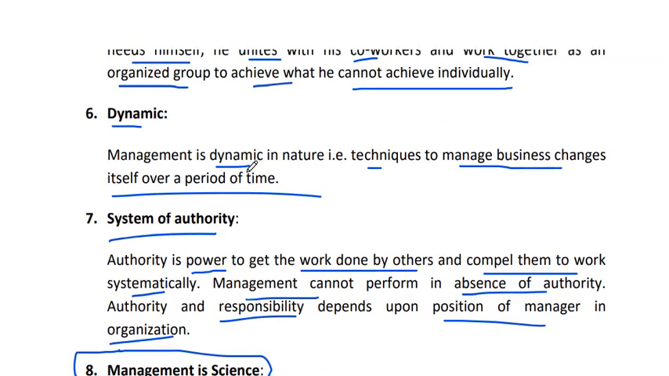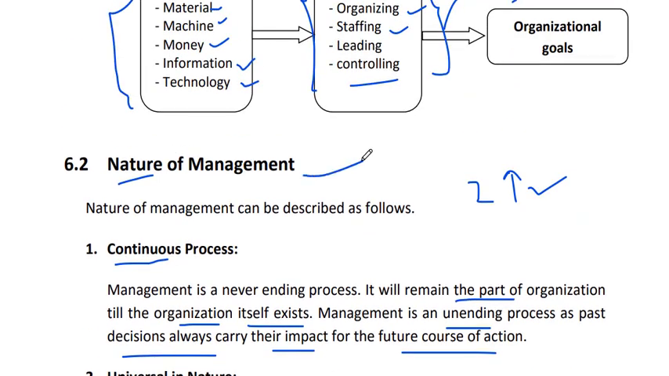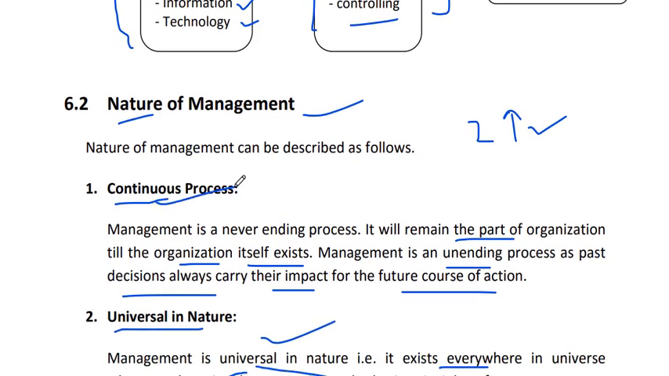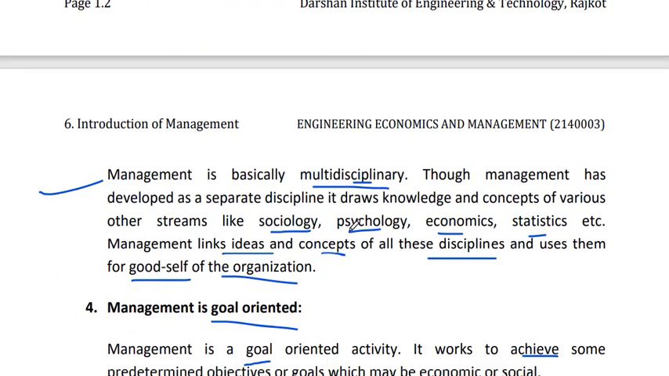So we have now discussed the nature of management. Let me revise. Management is a continuous process, a never-ending process. It is universal in nature, used in all disciplines, and wherever there is human activity, management will be there. It is multidisciplinary, used in sociology, psychology, economics, statistics, engineering, medical. Basically, management is used in all disciplines.